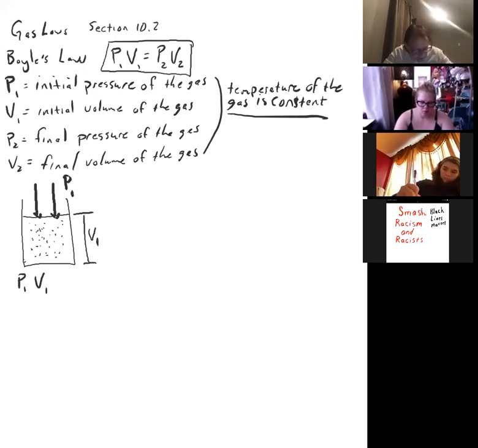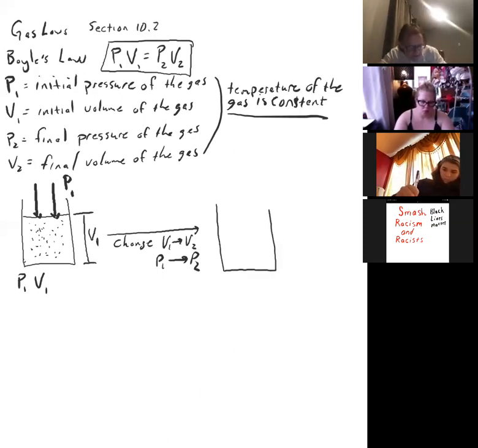Now what we're claiming is we're going to change V1 into V2 and P1 into P2. We're going to change those two values. P1 will change into P2 and V1 will change into V2. So now what happens is the gas occupies a different volume. I'll make it extreme so you can really see it. Now there's a new volume. The gas is still in this container, but the volume is much smaller. So here's our V2.